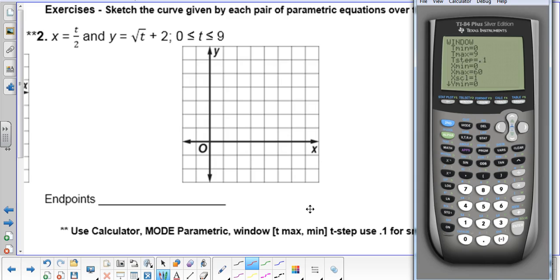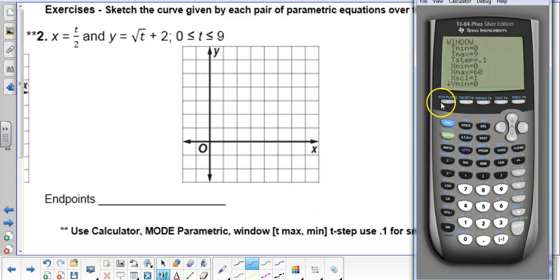Better yet, put in a 9. How many times between 0 and 9? 1 value. Is that going to give you any kind of a curve? No. So if you aren't getting anything, it could be that your T step is messed up. I'll just tell you this. For this class, just use 0.1. Okay, just use 0.1. It's all good.